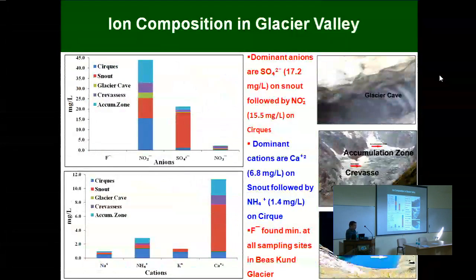For the ionic composition in the glacier valley, I took some samples from the accumulation zone, crevasses and snouts. The dominant ion component is sulfate, which is 17.2 milligram per liter on the snout, followed by nitrite. The dominant cations are calcium on the snout, followed by ammonium, which is 1.4 microgram per liter on the surface. And chloride was found at a minimum at all sampling sites in Beas glaciers.